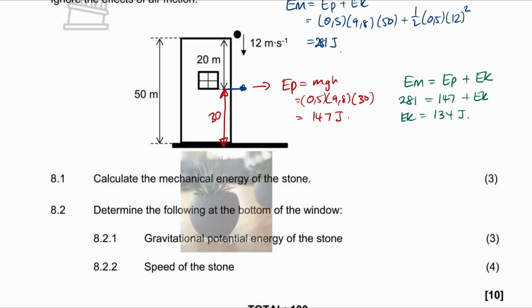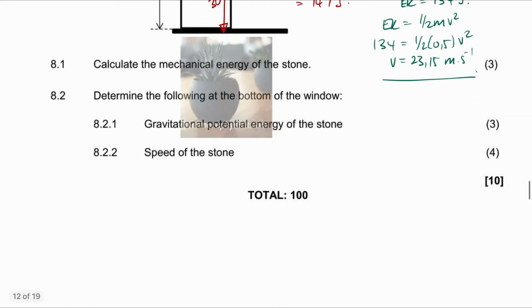Now that we know the EK, we can calculate the speed. So we'll say that EK is equal to half mv squared. 134 is equal to half into 0.5 times v squared. That means v is equal to 23.15 meters per second. They asked for speed, so no direction is needed. And that's the whole paper.